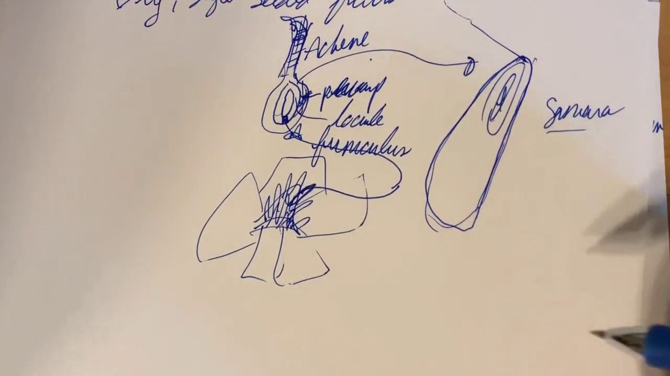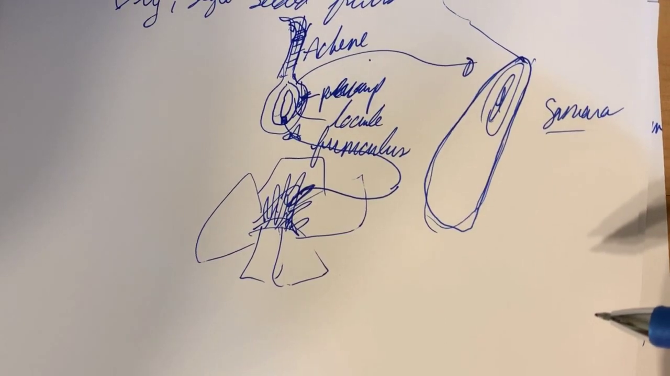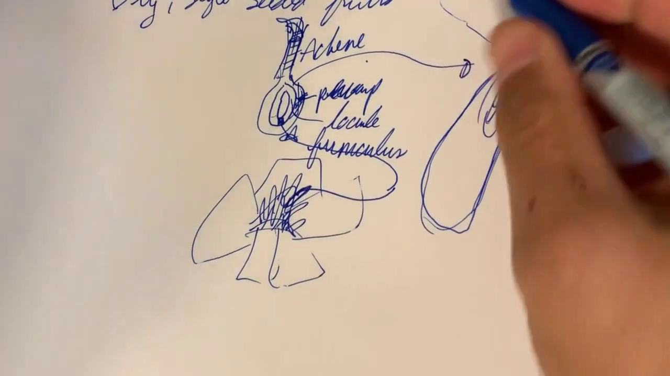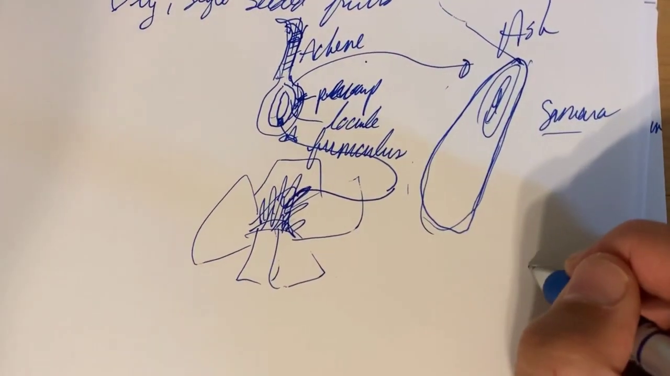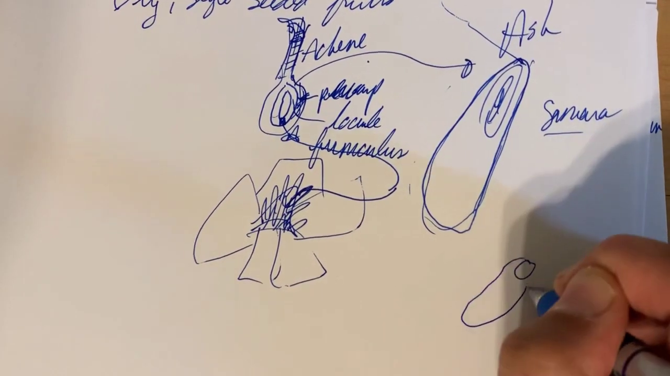So anyways, we see this in ash trees. Now, sometimes people will also call samaras, here, let me try to draw this.